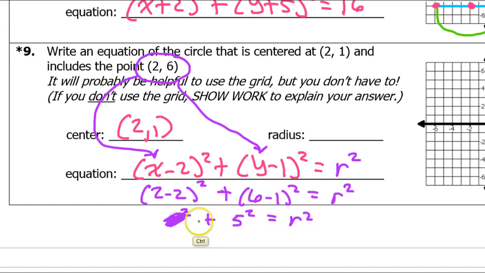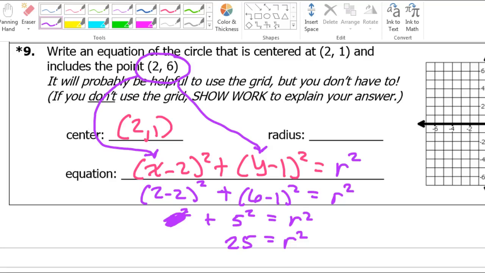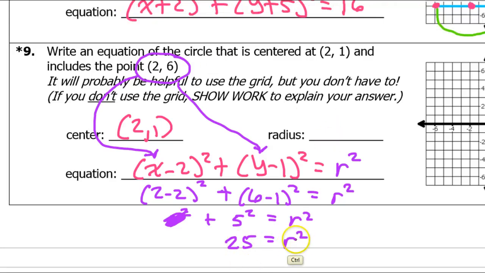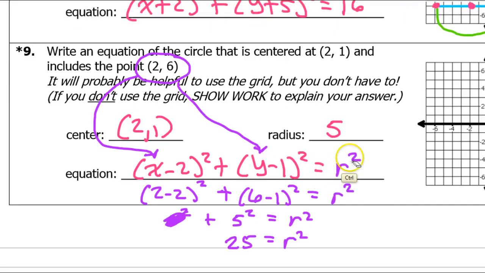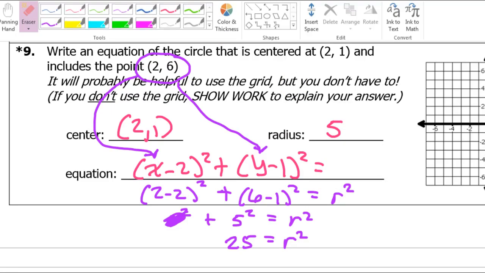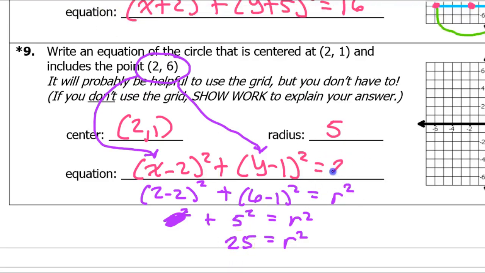Well, 0 squared is just 0. So really, I just have 5 squared is equal to the radius squared. So that means 25 is equal to the radius squared. So I now know that the radius squared is 25. Now, the radius is going to be 5. So let me switch colors back. All right, if the radius squared is 25, the radius is 5. But as far as the number that goes right here at the end of the equation, this is the radius squared. So I'm just going to go ahead and put the 25 right here.